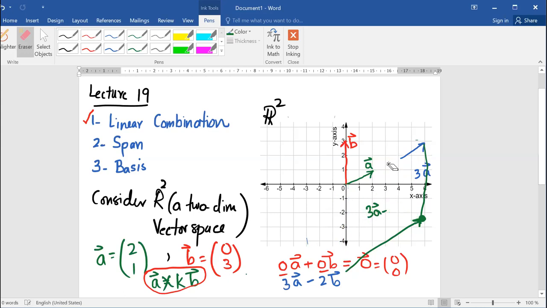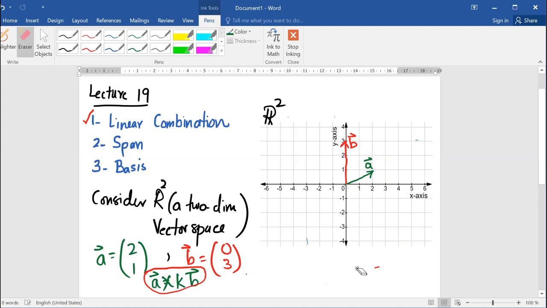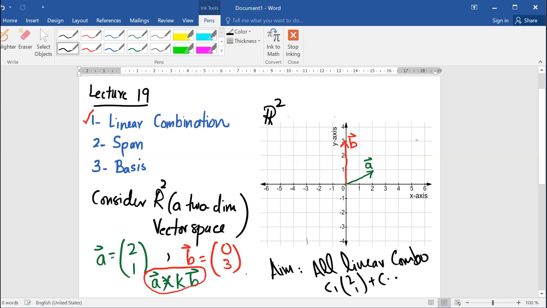Okay, I will go back to A and B. So I just have those A's and B's. And now my aim is to look at all linear combinations, which is C1 times A, which is (2, 1), plus C2 times (0, 3), where C1 and C2 are arbitrary constants. So I'm using arbitrary constants and taking the linear combination of A and B.